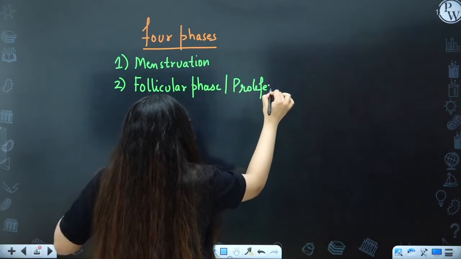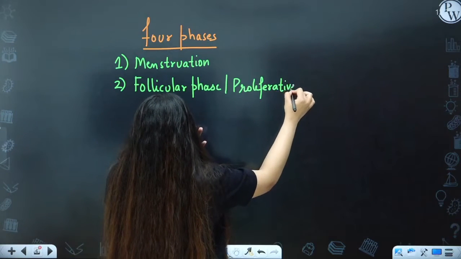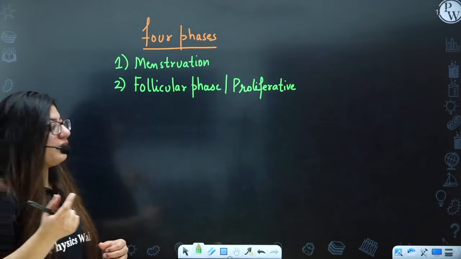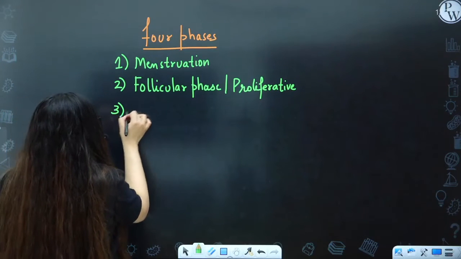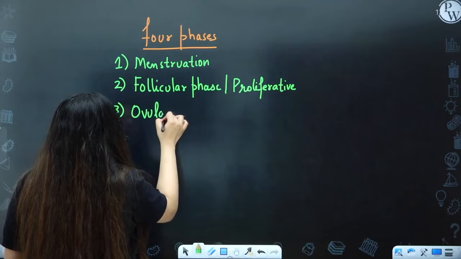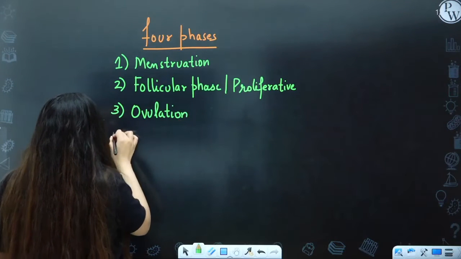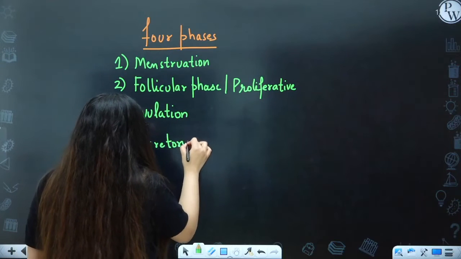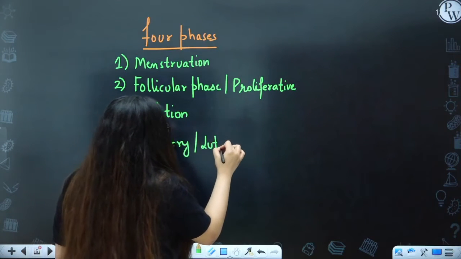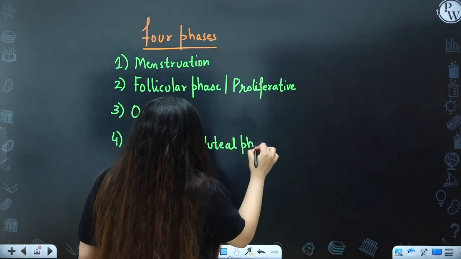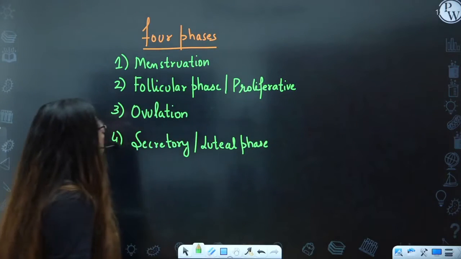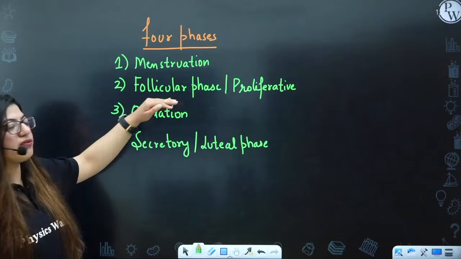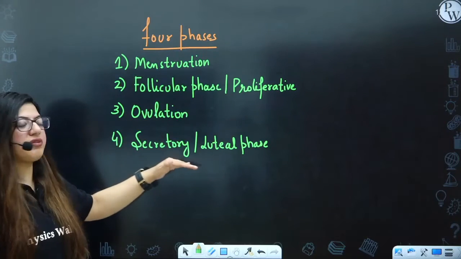Proliferate. Why it is known as this proliferative phase, I will let you know when we will be discussing the menstrual cycle in detail. Third is ovulation, the rupture of Graafian follicle, and the fourth is secretory phase or luteal phase. Why it is known as secretory or luteal phase, we will be discussing in the later section. Right now, just remember there are total four phases. One is menstruation, then we have follicular phase, then we have ovulation, then we have secretory.